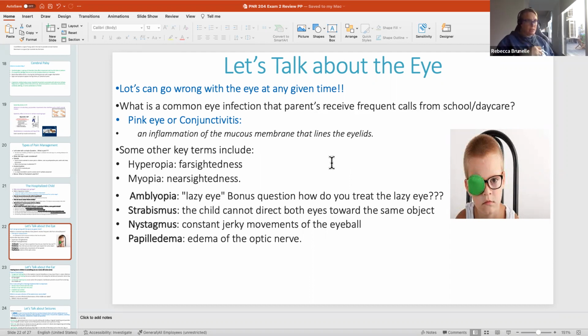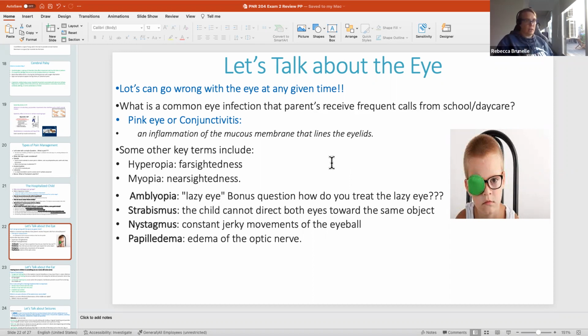So other eye terms that you need to know: hyperopia is farsightedness, and myopia is nearsightedness. There's a couple of different conditions that can be treated with eye patches. One is amblyopia, and the other one is strabismus. So amblyopia is a lazy eye. That's when they have different visual acuity in both eyes. So like the right eye will be 20/20 and the left eye will be 20/200. So when they have a lazy eye or amblyopia, you put a patch on the good eye to force the brain to use the bad eye.